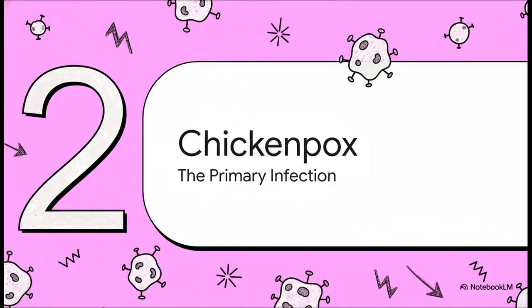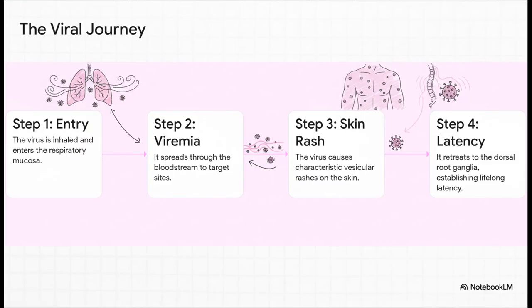Okay, now that we know who we're dealing with, let's move on to the virus's first big act, the primary infection, chickenpox. The clinical name is varicella, and this is its first all-out attack on the body. You know, the way this virus moves through the body is actually pretty clever. It gets in when you breathe it in, multiplies, and then it basically catches a ride in your bloodstream, we call that viremia, to get to its main destination, your skin.